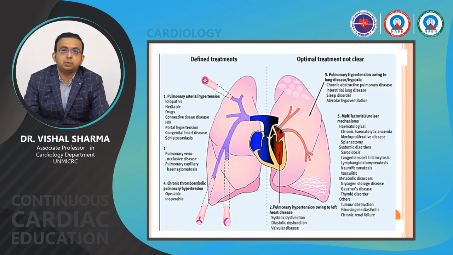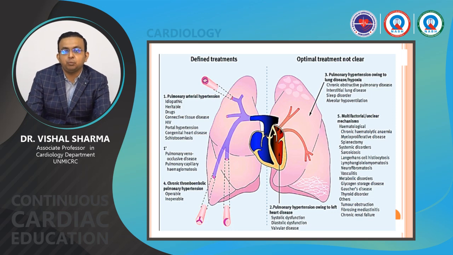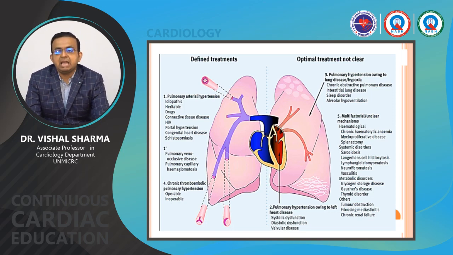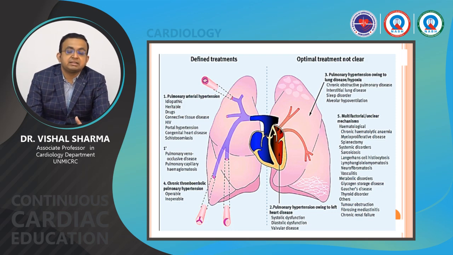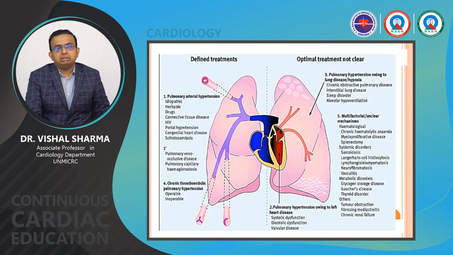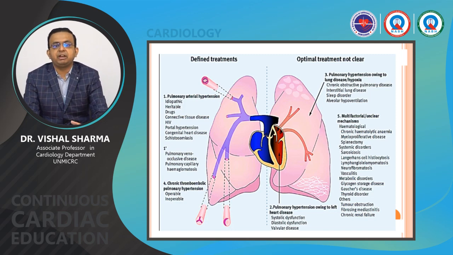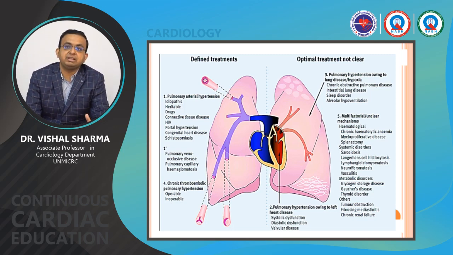As far as the treatment is concerned, we all know treatment is very well defined and has changed the prognosis in patients with group 1 and group 4 pulmonary hypertension. But I would say the treatment is less defined and less rewarding in patients with group 2, 3, and 5. So this is clear. Group 1 and 4, we have a definitive therapy, and prognosis has changed, the survival has improved.